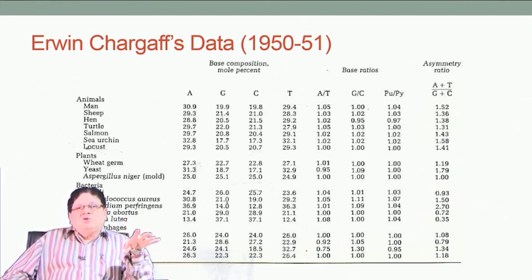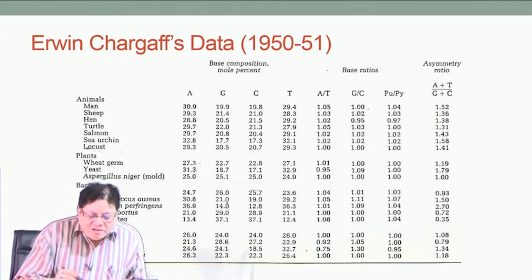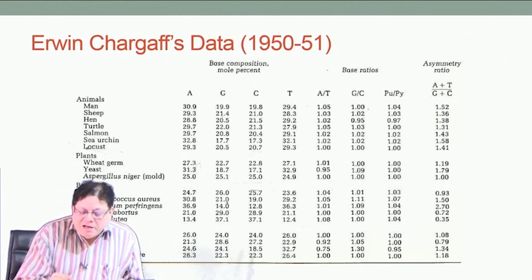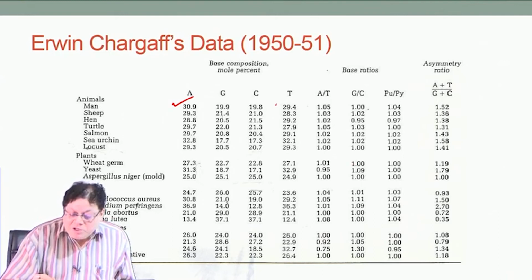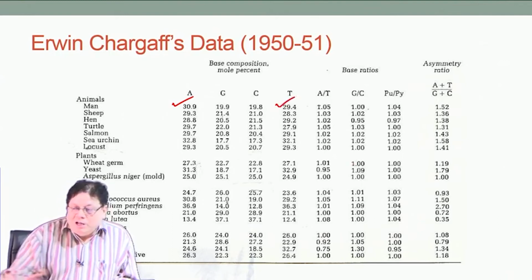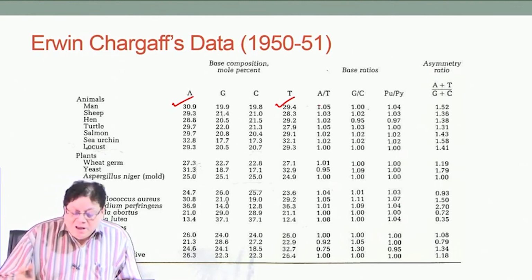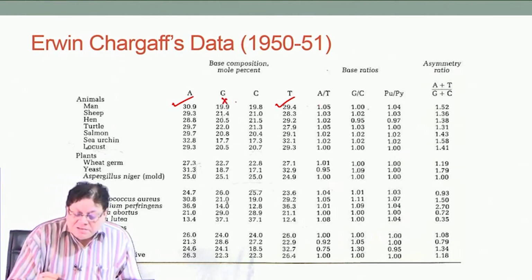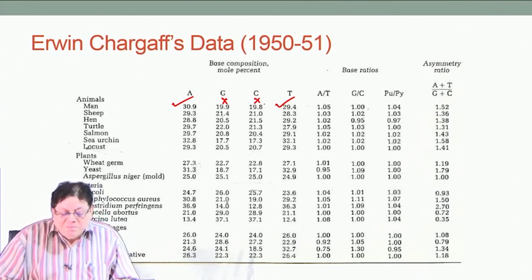Now, this turned out to be a very important experiment. What he found was that if you take, suppose, DNA isolated from man, the percentage of A is 30.9 and the percentage of T is 29.4. So, within experimental error they are the same, there is not much difference, and the percentage of G is this and the percentage of C is this. So, G is equal to C and A is equal to T.